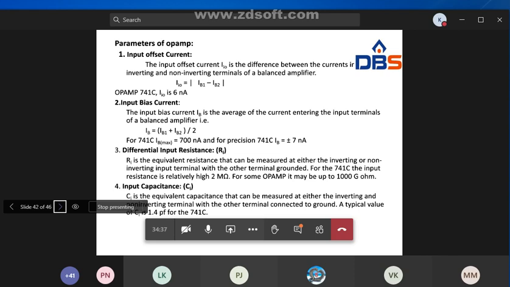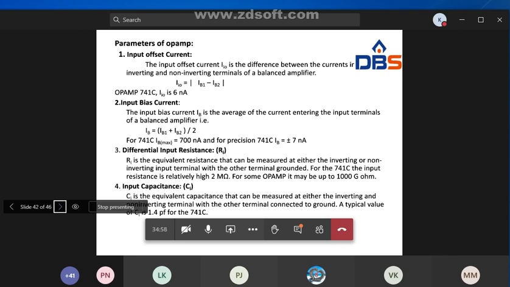Next one is input bias current. It is the average of the two input currents flowing into the op amp. So that is IB, input bias current. IB means bias current. This we can write as IB1 plus IB2 by 2.